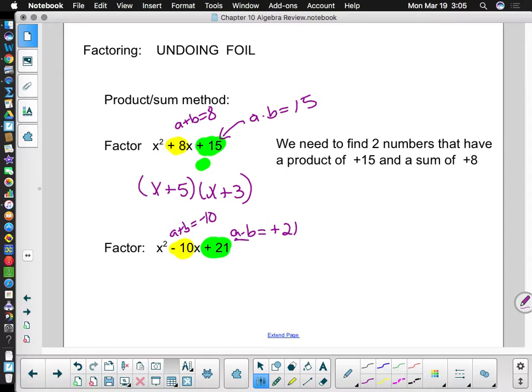The clues tell me, since the product is positive, that the two numbers must have the same sign. A positive times a positive or a negative times a negative. Since the sum is negative, both those terms must be negative. So what two negative numbers have a sum of negative 10 and a product of positive 21? Well, it's negative 7 and negative 3, fairly obviously. So it's x minus 7, x minus 3. And again, negative 7 plus negative 3 is negative 10. Negative 7 times negative 3 is positive 21.